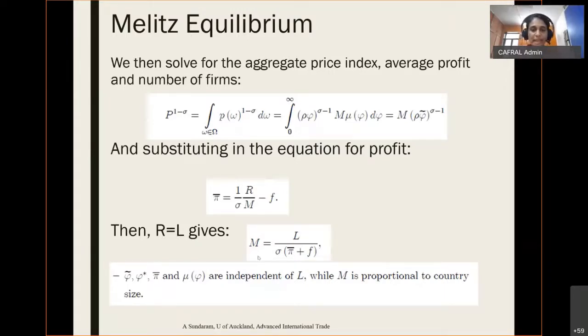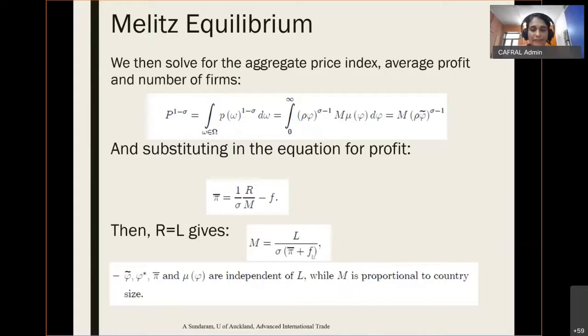So that means M is equal to L over sigma pi bar plus f. Now, if you look at this, this will look similar to the Krugman version we saw earlier, right? So what this is telling us is M, which is the total number of firms in equilibrium or the total number of varieties, is going to be proportional to the country size. So large countries are going to be able to support a much higher number of firms.